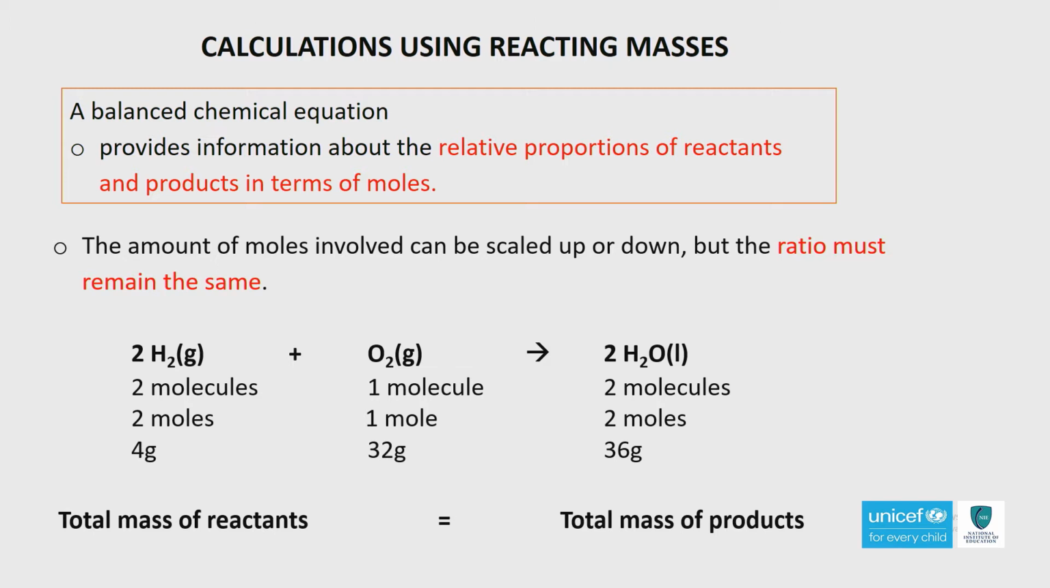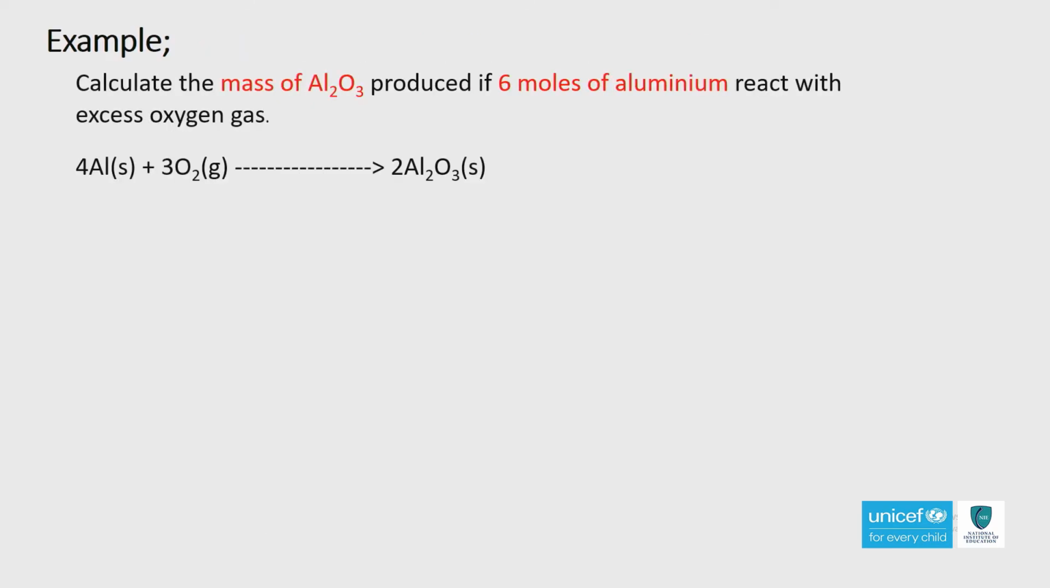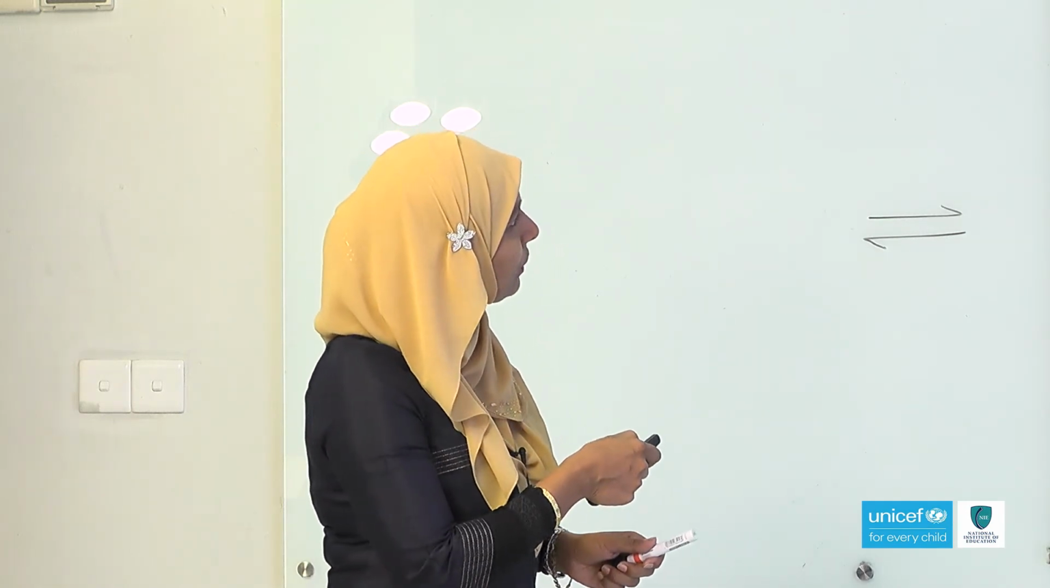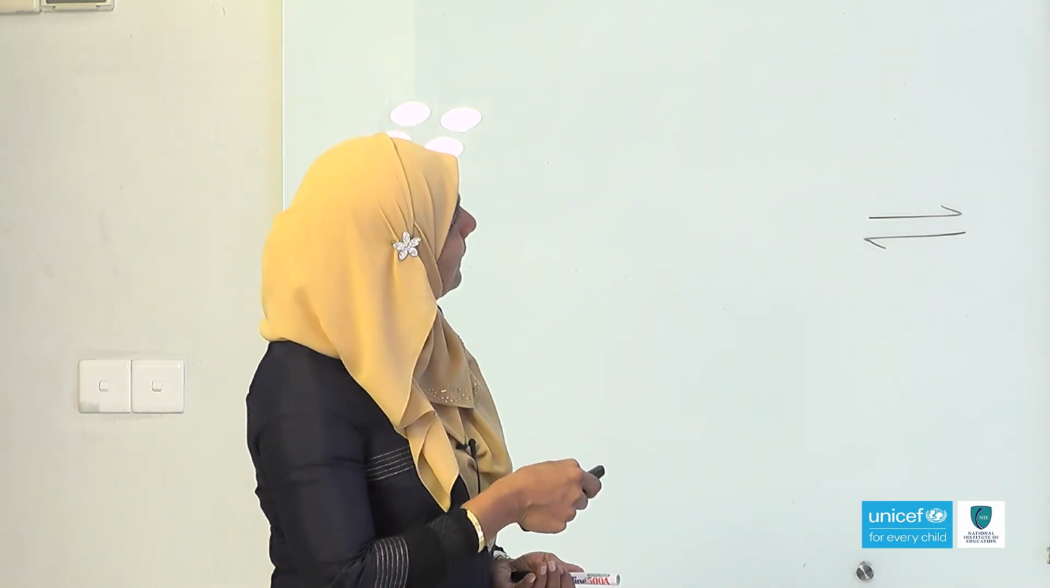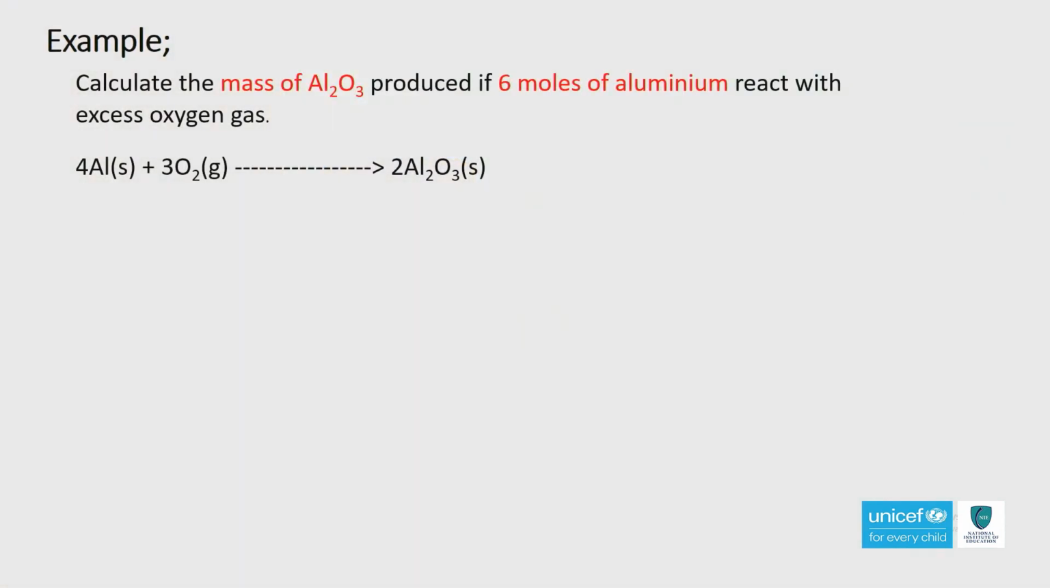One example here in terms of reactive masses: calculate the mass of aluminium oxide produced if 6 moles of aluminium react with excess oxygen. Very important here to note that we have oxygen in excess. In any of the calculations that you do, excess will not be used in the calculation because it is always the limiting reagent that will decide the total amount of product that will be formed. So in this one, 6 moles of aluminium will be the limiting reagent, and then you can work out the amount of aluminium oxide present.